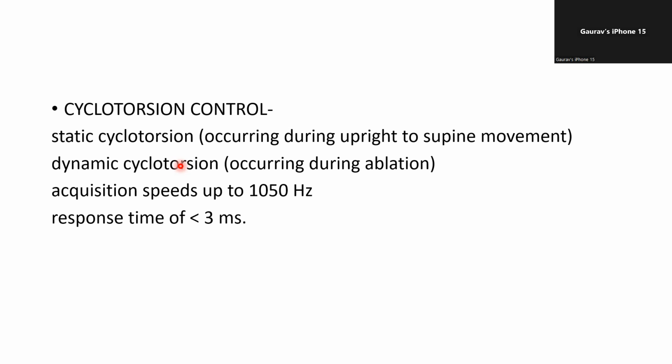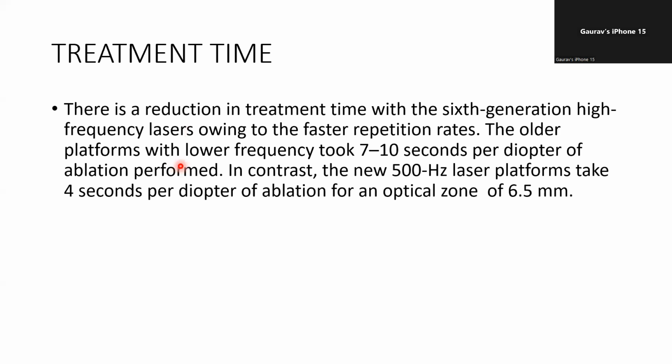Dynamic cyclotorsion occurs during ablation, which also gets compensated by the new machines. They have very fast acquisition speeds of 1050 hertz. Earlier, it was around 330 hertz. And the response time, in comparison to 36 milliseconds, is now only 3 milliseconds.